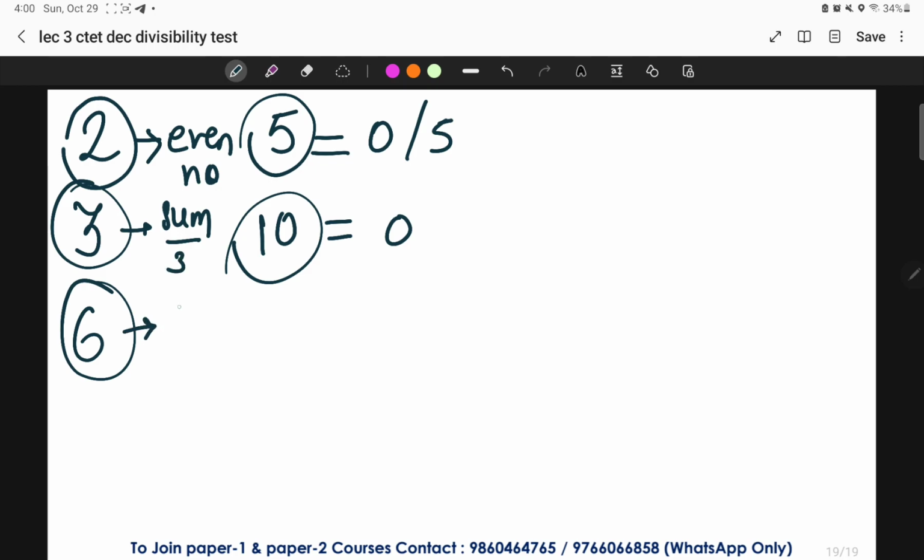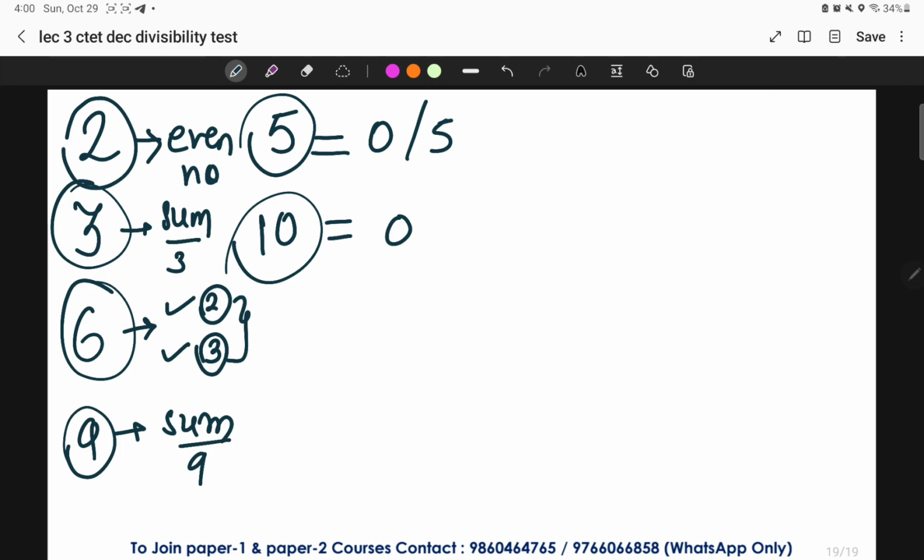For 6 you have to check the divisibility test of 2 and the divisibility test of 3. If both are followed, then it is divisible by 6. For the divisibility test of 9, we have seen to take the summation and divide by 9. So these were a few that we have studied.